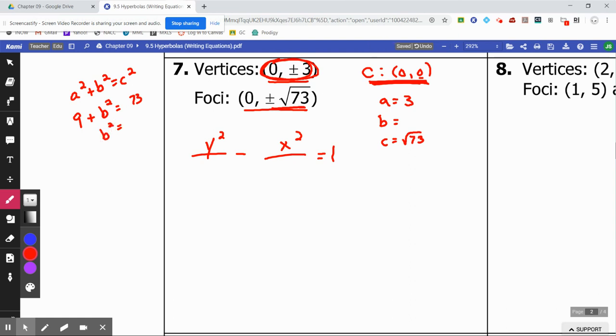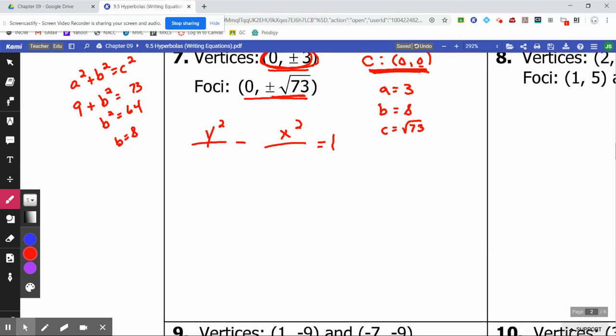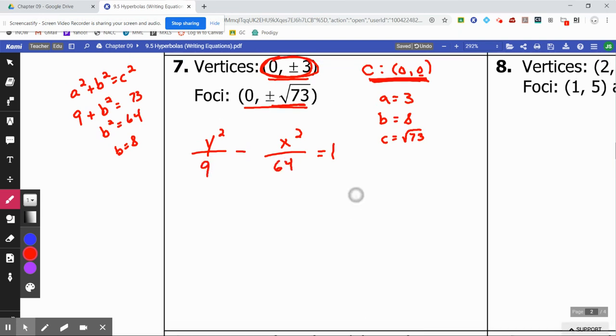Solve that. B squared is, subtract 9. That'll be b squared is 64, so b would have to be 8. And now that you have a and b, a squared goes under the first term, b squared goes under the second term, so there's your hyperbola.